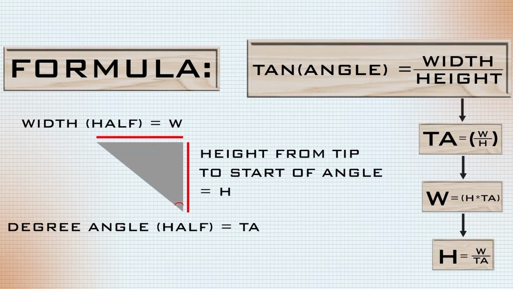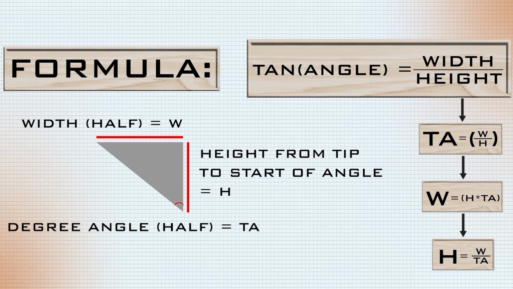The formula, the fun part, yes. Now, this is why we need to create a right triangle. For these formulas to work, you need to base them off a right triangle, so we'll be using half of the bit. At some point, to get the full width or the full angle, we'll have to multiply that out, but we'll talk about that a little later.